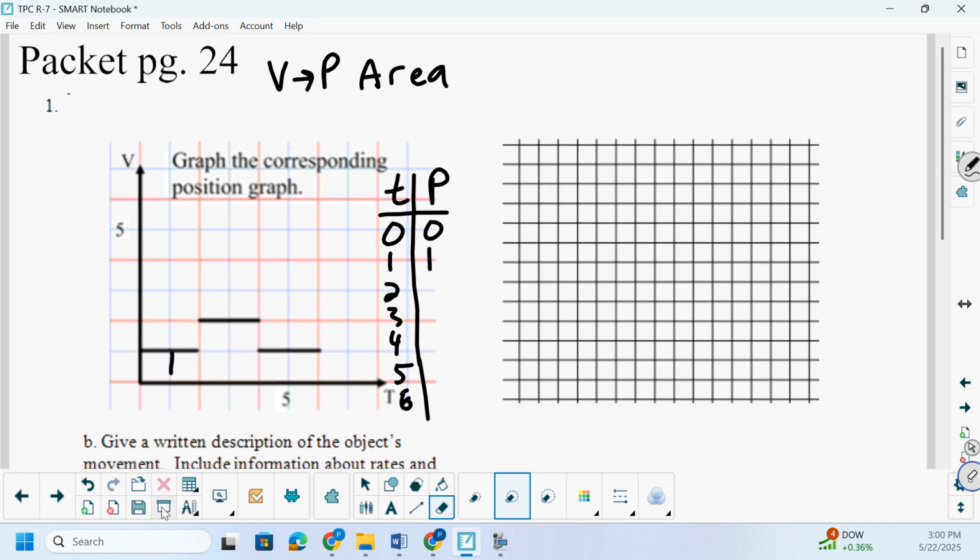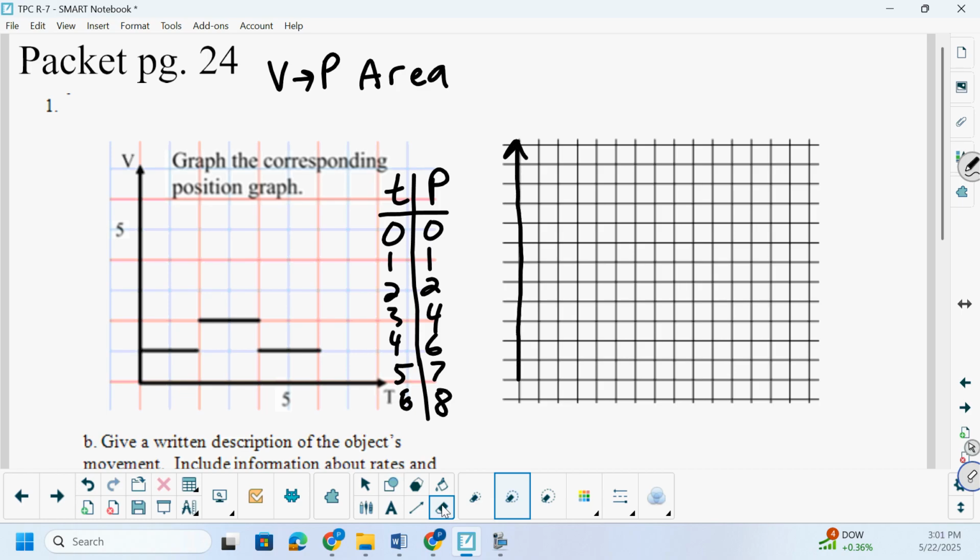From 1 to 2 seconds, our new area is that square, so we have 1 in new area, so we're now at a position of 2. From 2 to 3 seconds, we have a new area of 2, so now we're at 4. And if we keep going, we have another 2 new, so we're at 6. 1 new, we're at 7. And then 1 new, we're at 8.